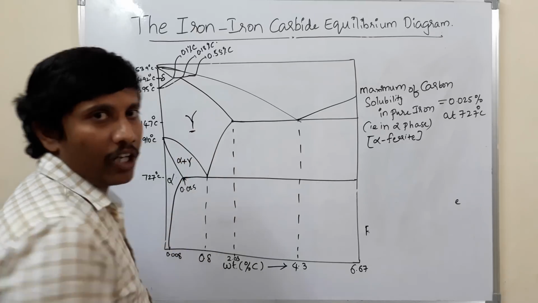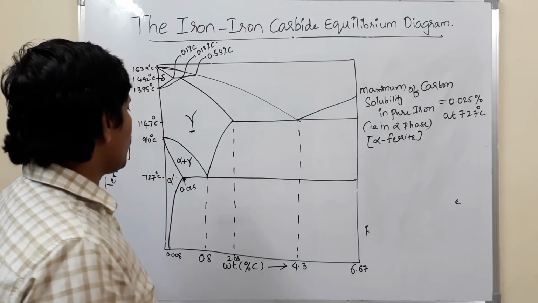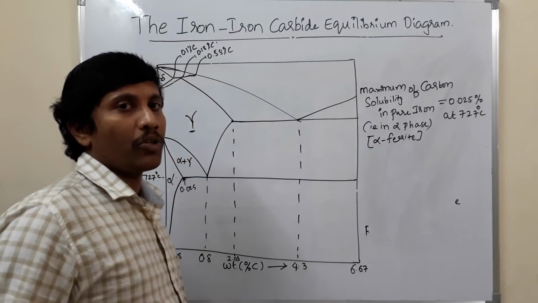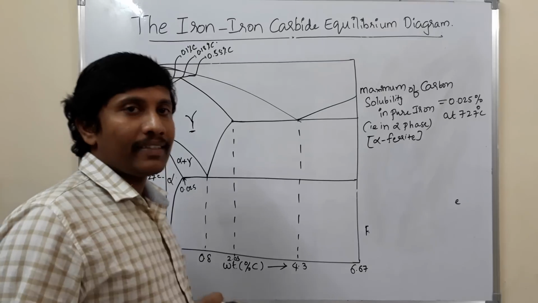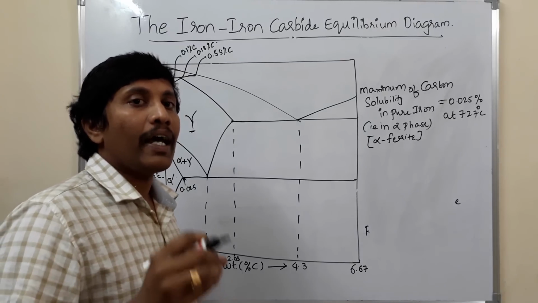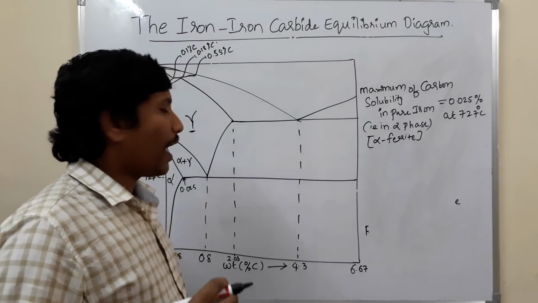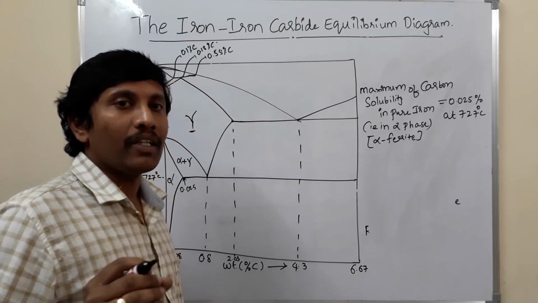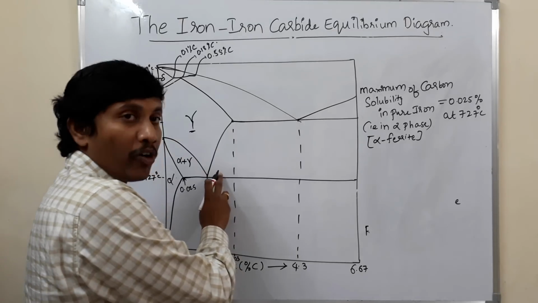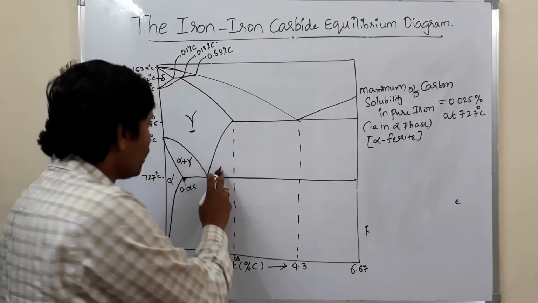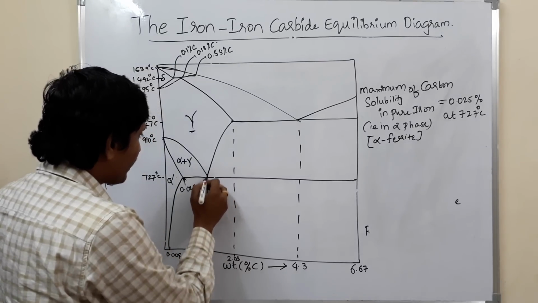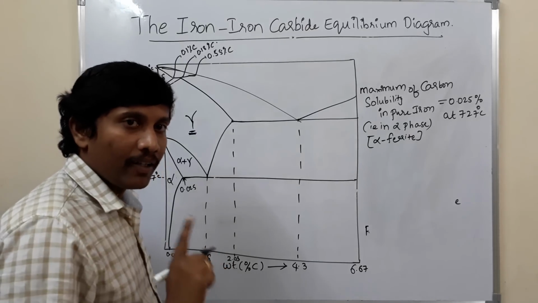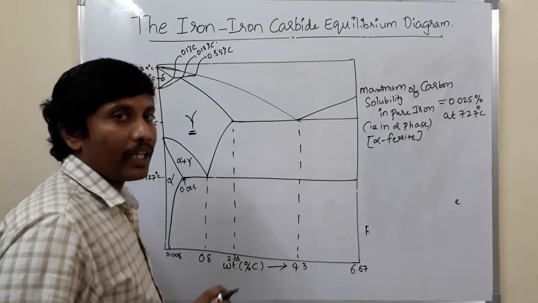Next is gamma solid solution, that is austenite. The important point to remember is that gamma solid solution, austenite, is an interstitial solid solution of carbon in FCC iron. The gamma solid solution is not stable at room temperature. It is stable at temperatures above 727 degrees centigrade. You can see here that above 727 degrees centigrade only the gamma phase exists.